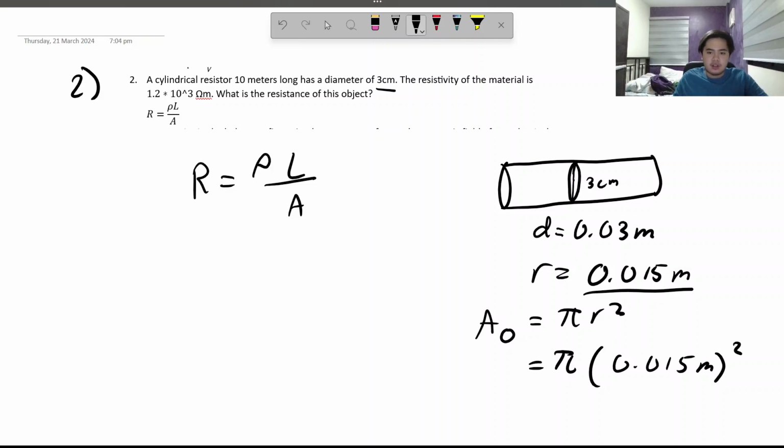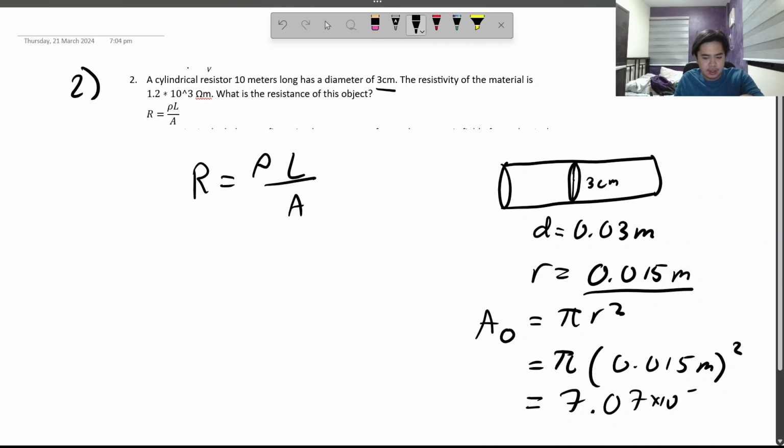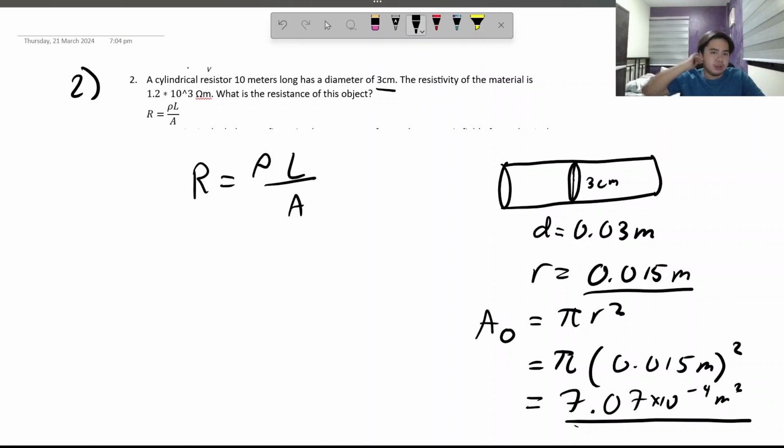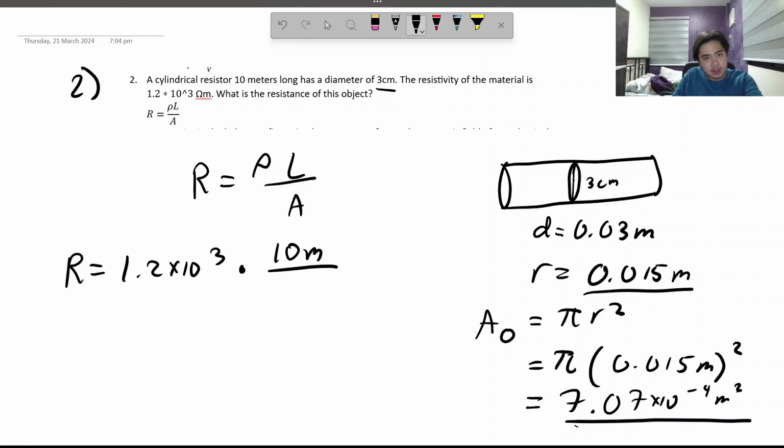You get something along the lines of 7.067 times 10 to the negative 4 square meters. And that is going to be the cross-sectional area that we're going to be using. So rho is 1.2 times 10 to the 3. Multiply that by L, which is 10 meters. Divide by this. I forgot the unit here. Sorry. The unit, you shouldn't forget the unit, is ohm meters.